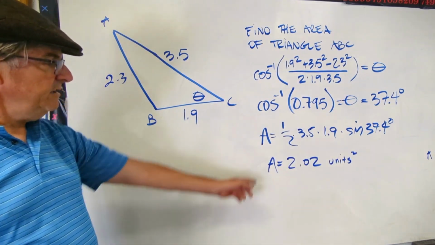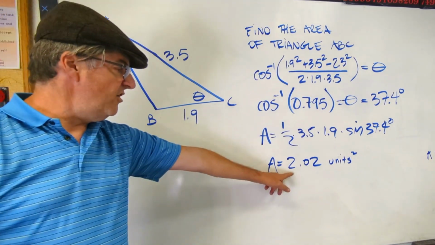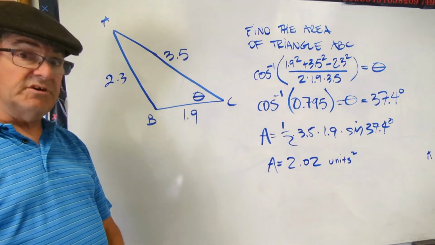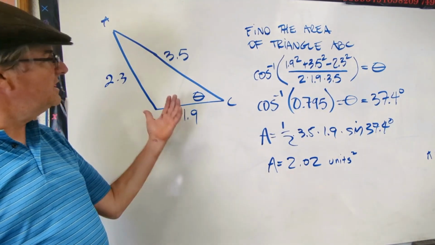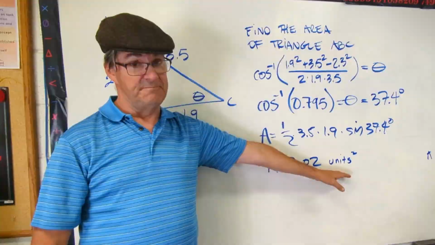All right, here's what I get. I plug in all this information, do it on my handy calculator, and I got the area of this triangle is 2.02 units squared. I didn't give you units for this, so all you can do here is just say units squared.